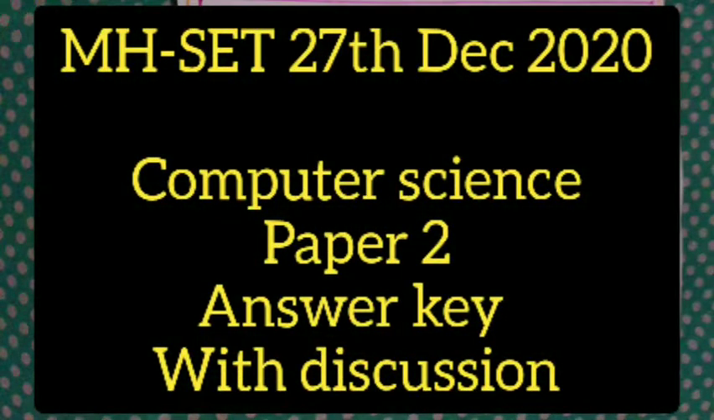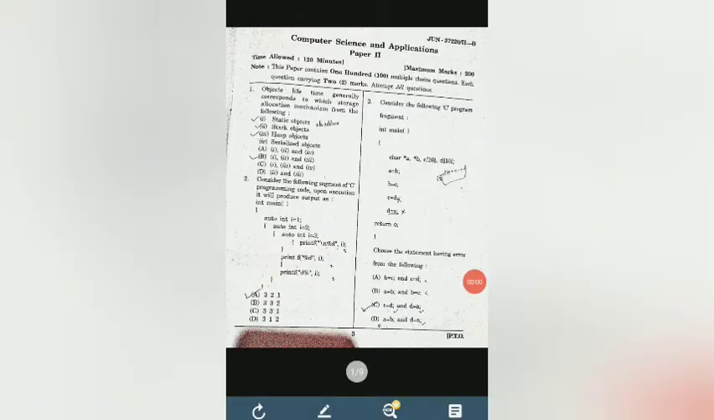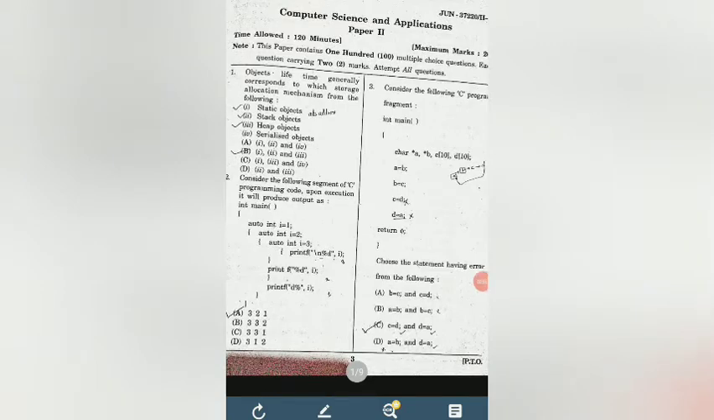Welcome. Today we'll discuss the answer key of paper 2 for computer science and application, MSET examination conducted on 27 December 2020. Let's see question number 1.